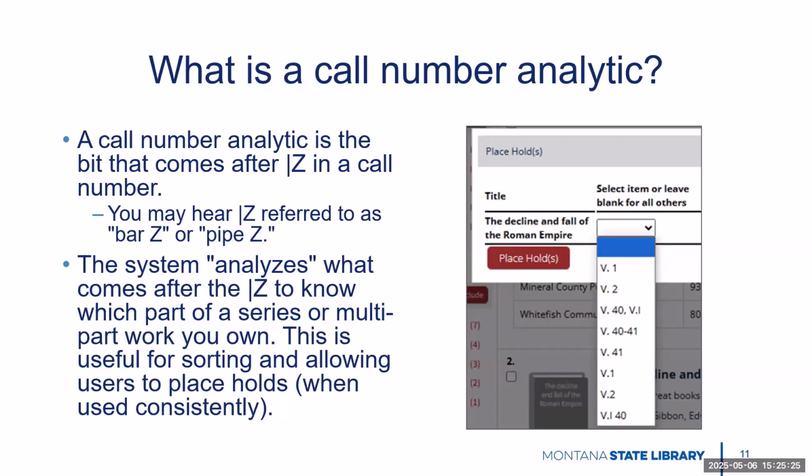And so I have a little screenshot to the right of what it might look like when someone goes to place a hold on a specific item that libraries in a sharing group may all own. So if you're really hot to trot and you want to check out or place a hold on the Decline and Fall of the Roman Empire, when you go to do that in Enterprise, as it is now, you have a lot of options in the drop-down. And that's because people have been entering the call number analytic rather inconsistently over time. We haven't necessarily had set rules. And so that's something we're working on rectifying now.